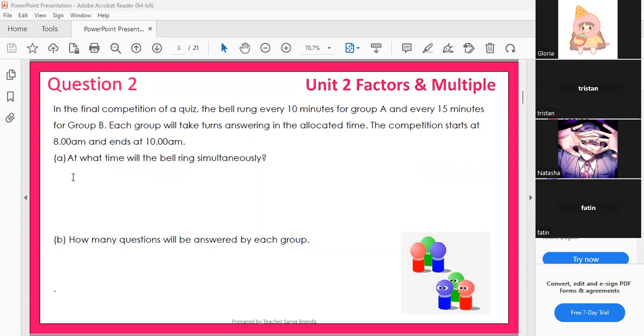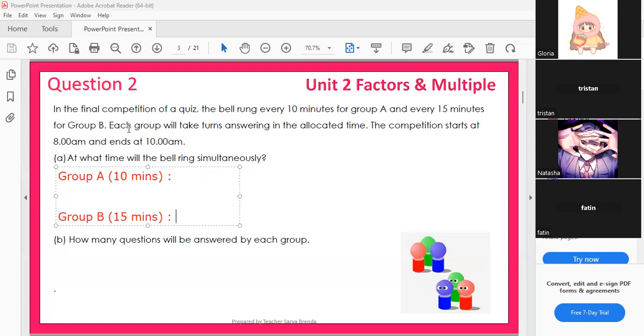So what you'll need to do is just say, okay, this is group A, and group A's pattern is every 10 minutes the bell will ring. Okay, you got that? It's like in that pattern, all right? Now, what is group B's pattern? Group B, okay, every 15 minutes. Every 15 minutes, the bell will ring. This is a situation of the story.